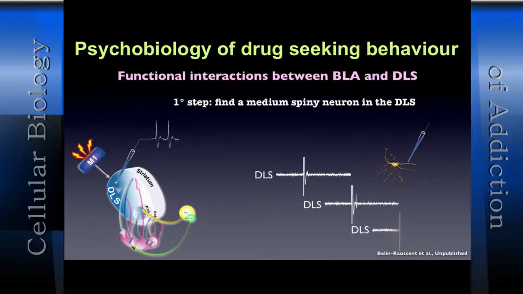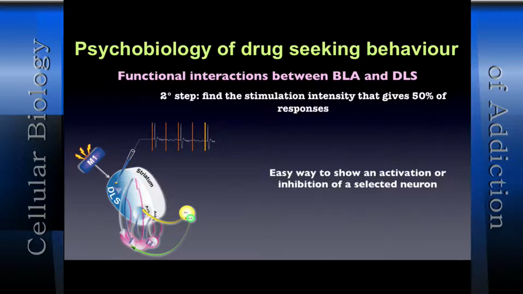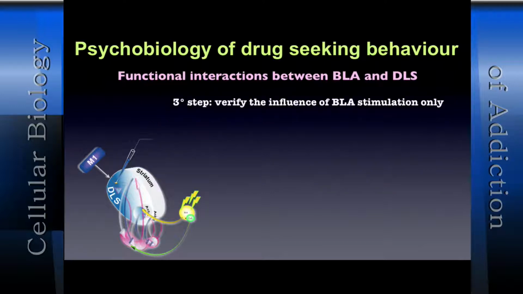Then she sets the probability of response of this neuron to 50%. Why does she do that? Because if you want to see an increase or decrease, if you're at 100% or 0%, you can see it only one way, not the other. And then, once she's set this up, she starts investigating the effect of a stimulation of the basolateral amygdala on the responses of medium spiny neurons to a stimulation of motor cortex 1.